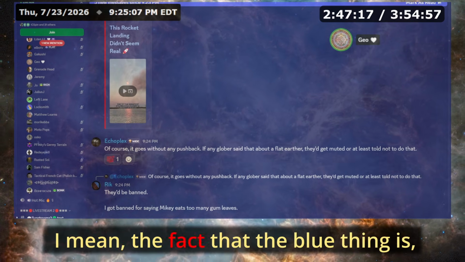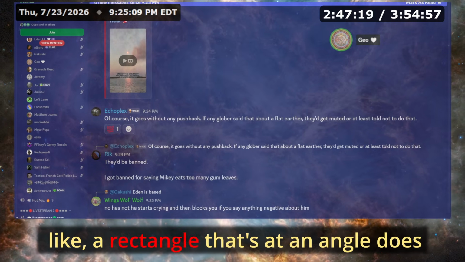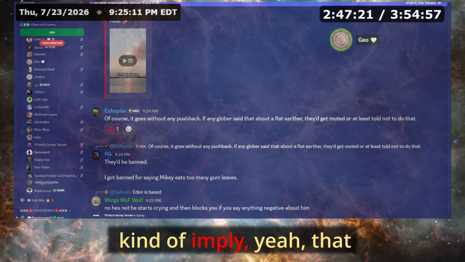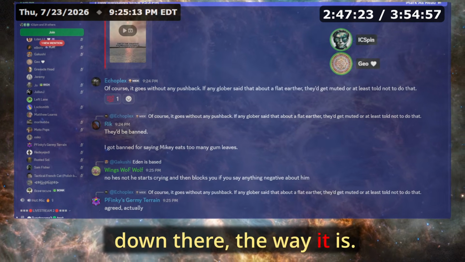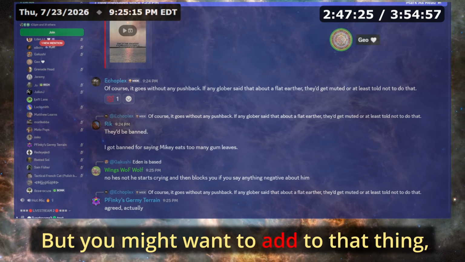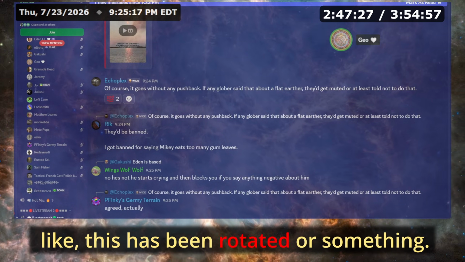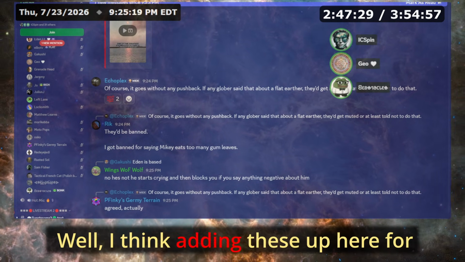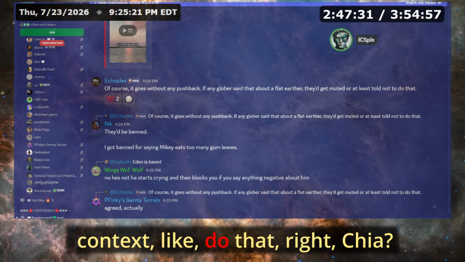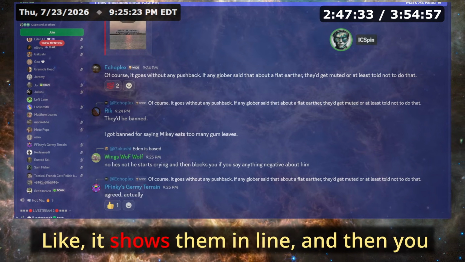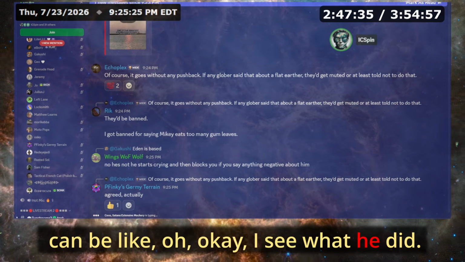It might be good. I mean, the fact that the blue thing is a rectangle at an angle does kind of imply that down there, the way that's what I thought. You might want to add to that something like "this has been rotated." Well, I think adding these up here for context, right, Gia? It shows them in line and then you can be like, oh, okay, I see what he did.